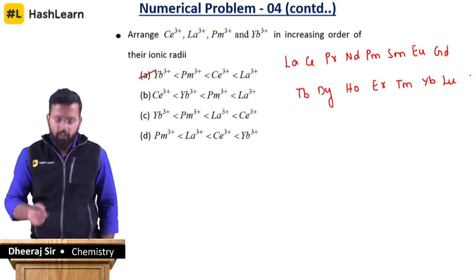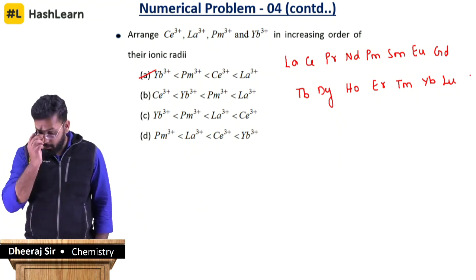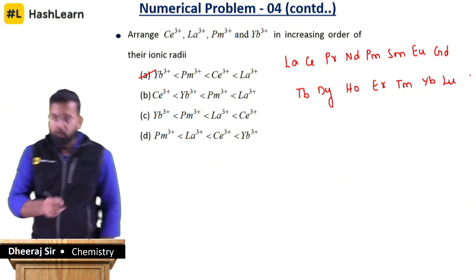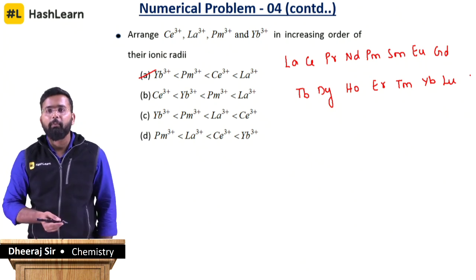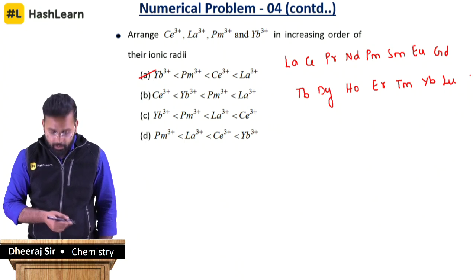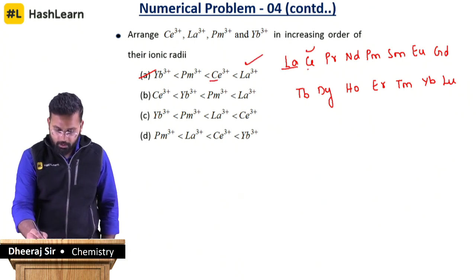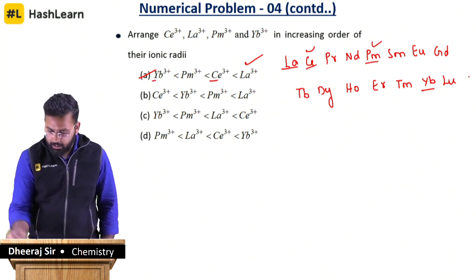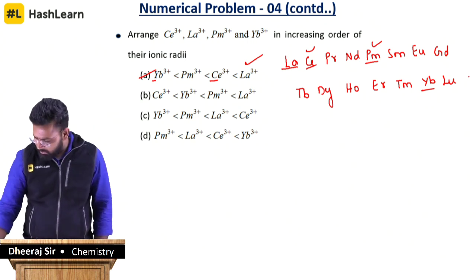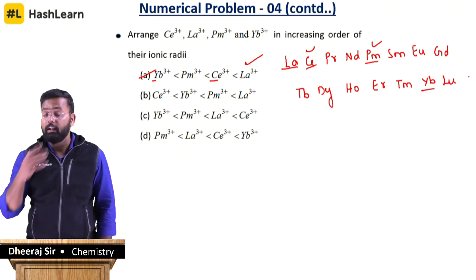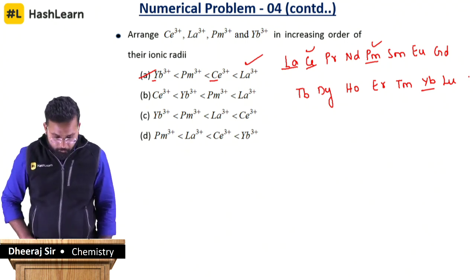Quite simple. I know it takes a little effort from your end, but remember it and you'll be able to answer why. As I move across the periodic table with respect to D block and F block elements, the size decreases due to lanthanoid contraction. So what comes first? Lanthanum comes first, then cerium comes, after that it is Pm, and after that it is ytterbium. So option A is the right answer, and the only key is to remember all of these elements. Once you learn the elements, it becomes easier for you.